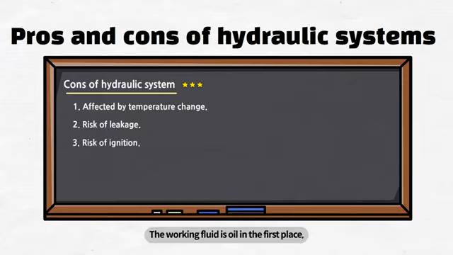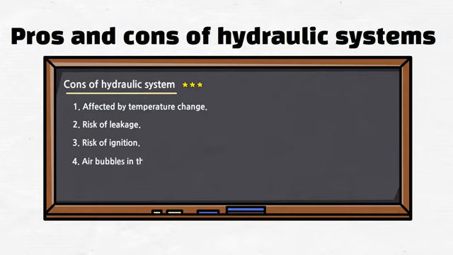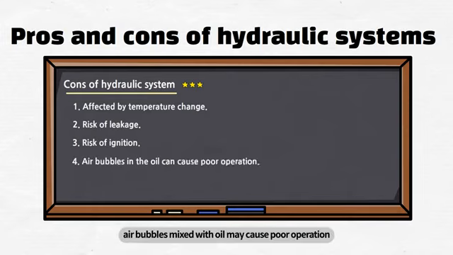The working fluid is oil in the first place, so operators must take caution and prevent the oil from being ignited. Fourth, air bubbles mixed with oil may cause poor operation. Oil circulation may form small bubbles, and failure to remove such bubbles properly may result in poor operation of the actuator.